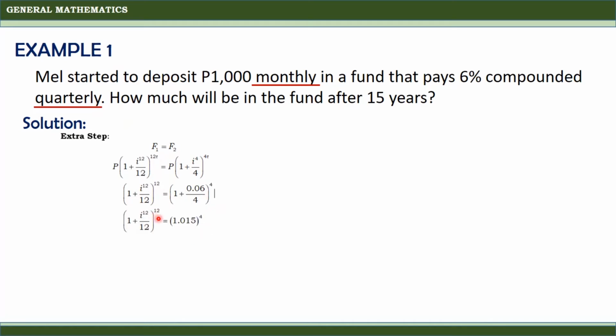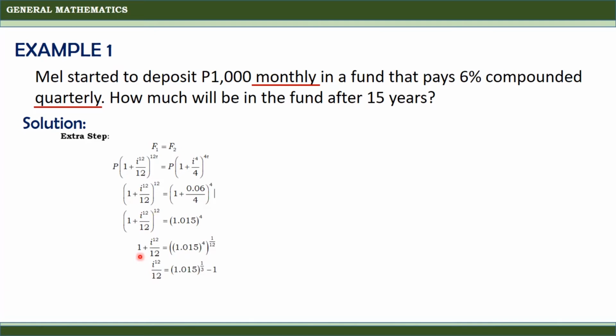Next, let us eliminate the exponent 12 here by raising both sides of the equation to the 1/12. So we will have 1 + i^(12)/12 equal to 1.015 raised to 4, raised to 1/12. Multiplying the two exponents here, it will give us 1/3.